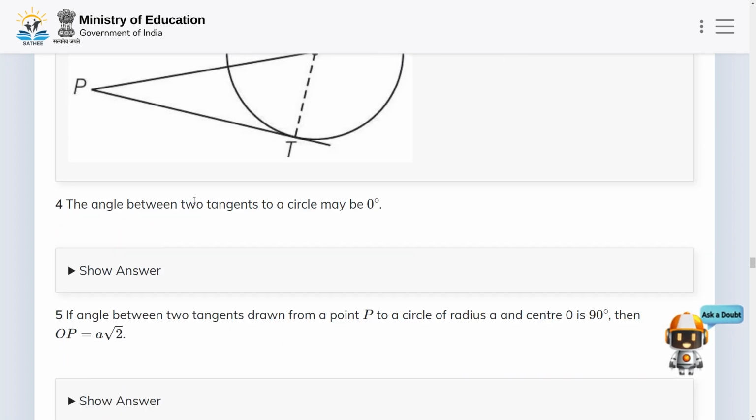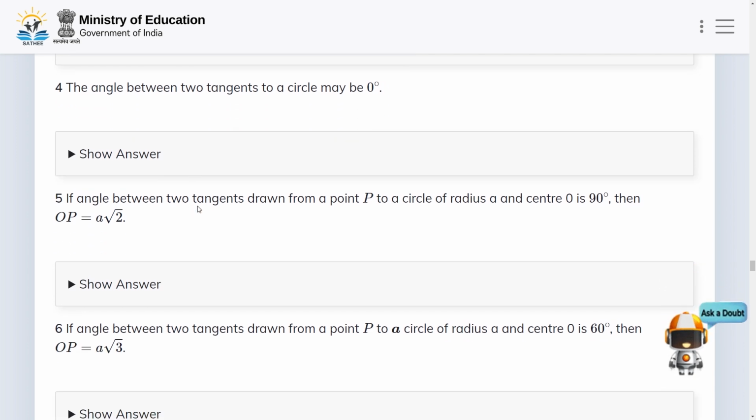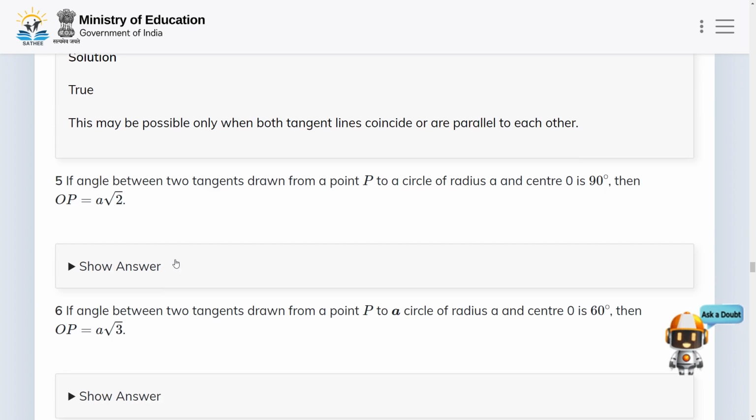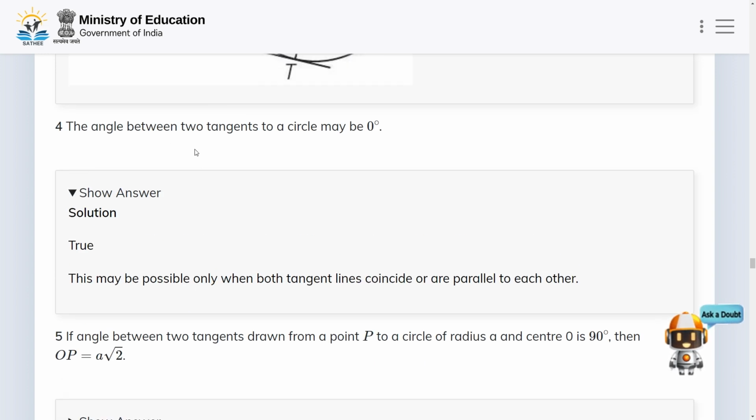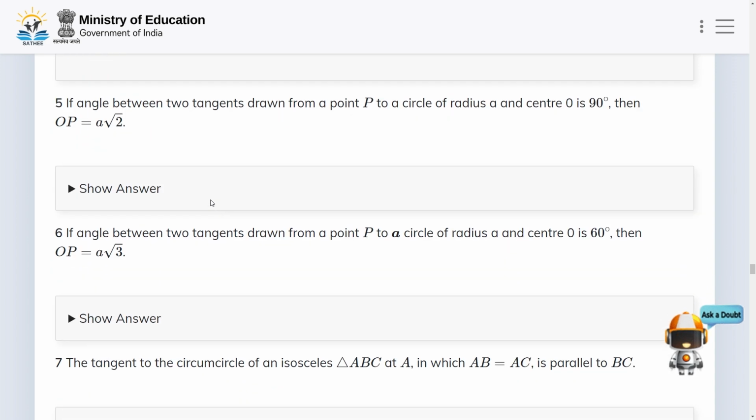Now let us move to the next problem. Here we have: the angle between two tangents to a circle may be 0 degrees. Let us check, is this true? This may be possible only when both tangent lines coincide or are parallel to each other. In that case, the angle between two tangents to a circle may be 0 degrees. So the given statement is a true statement. Now let us move to the next problem.